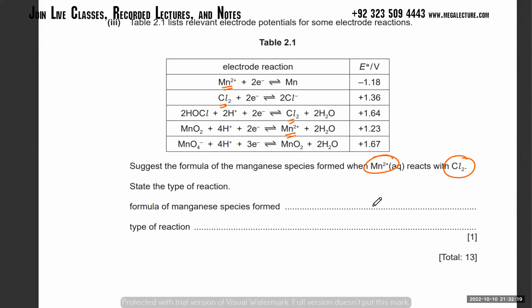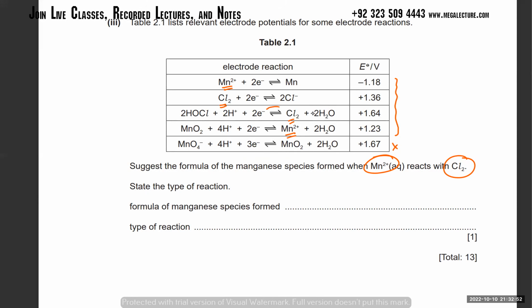Yes, sir. So ignore the last one for now. Now, who's got the highest potential out of all of these reactions? The fifth one, sir, 1.67. We're ignoring that at the moment because the first thing is we've got Mn2+ and we've got Cl2. The fifth one does not have Mn2+ or Cl2. It doesn't have both. Okay, so then it will be chlorine, 1.64, reaction 3.